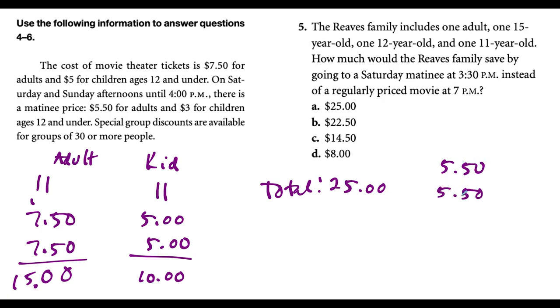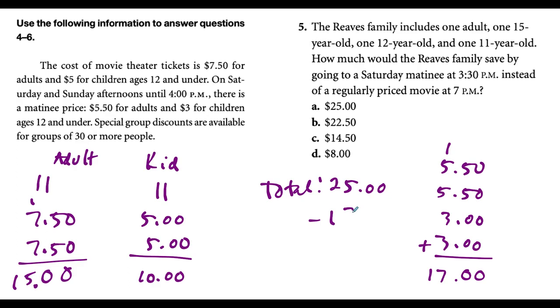So there's two tickets for $5.50. And then the kid tickets are going to drop down to $3. So all we're going to do is just total this up and subtract it from this total. So now we have 0, 5 plus 5 is 10, so we carry the 1. So now we have 5 plus 5 is 10, plus 1 is 11, and then plus 3 is going to give us 14, plus another 3 is going to give us 17.